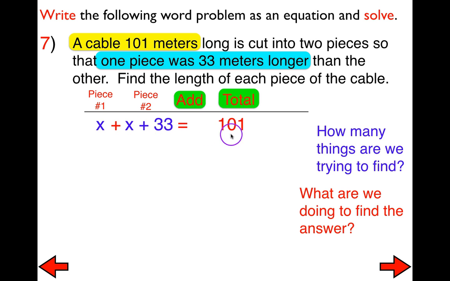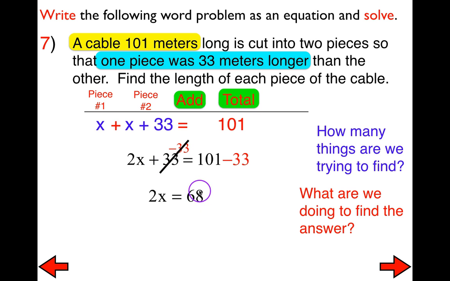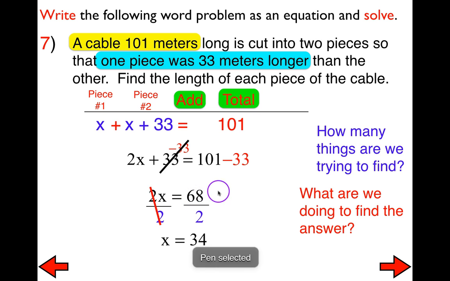So now that I've set up my equation, I'm going to go ahead and simplify until I can get what x is. x plus x is 2x, and I'm going to add the plus 33 equals 101. I'm going to get rid of my constant by subtracting 33 from both sides, leaving me with 2x equals 68. Now I'm going to divide both sides by 2 to get rid of my coefficient, and I'm left with x equals 34. Now once again, I'm not done because they didn't ask me what x is.